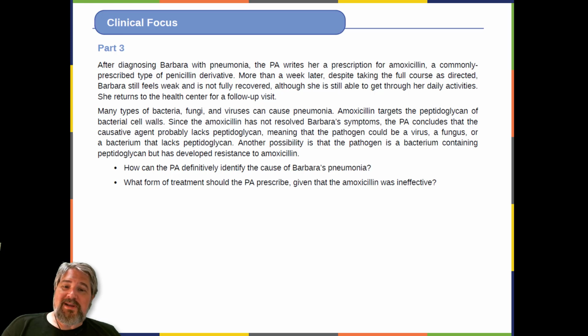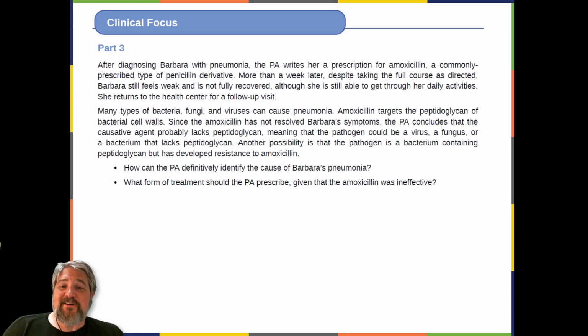Clinical Focus Part 3. After diagnosing Barbara with pneumonia, the PA writes her a prescription for amoxicillin, a commonly prescribed type of penicillin derivative. More than a week later, despite taking the full course as directed, Barbara still feels weak and is not fully recovered, although she is still able to get through her daily activities. She returns to the health center for a follow-up visit.